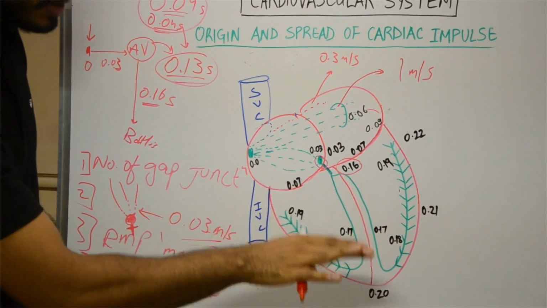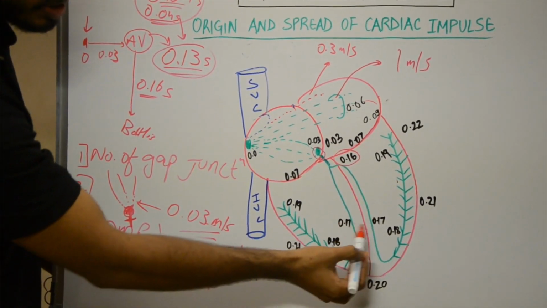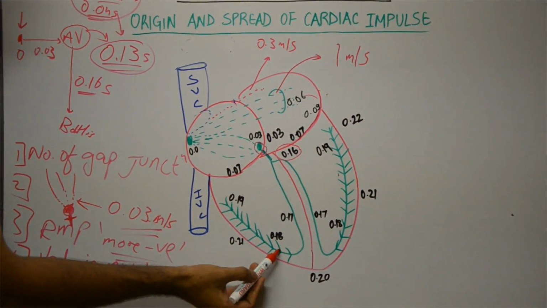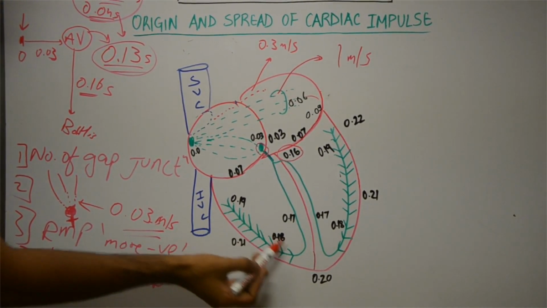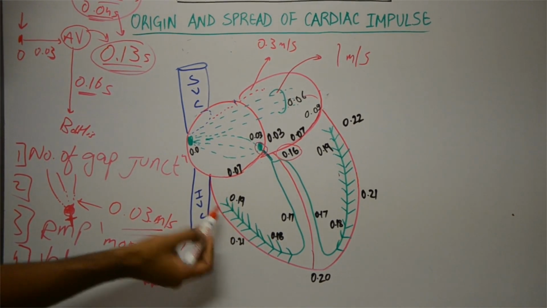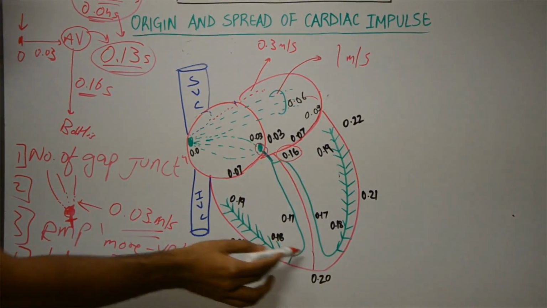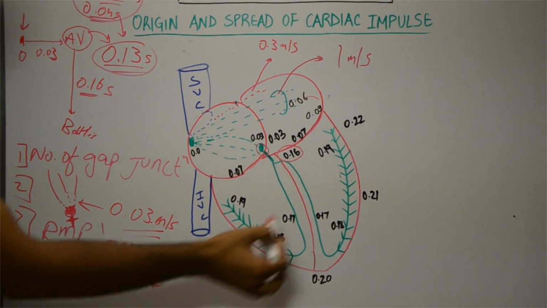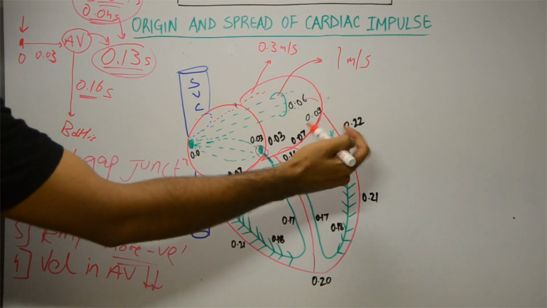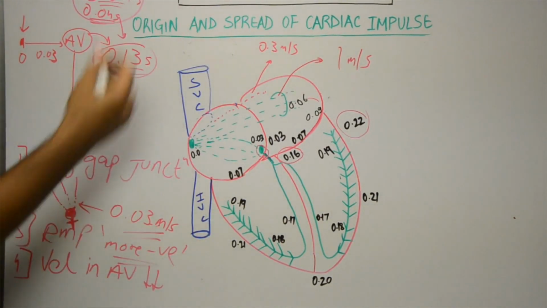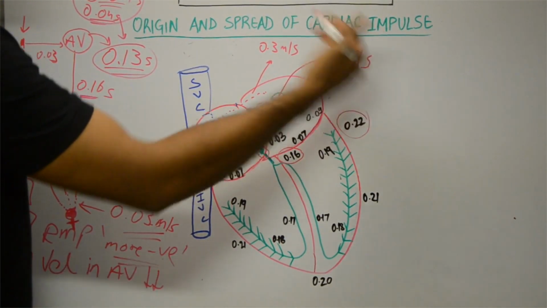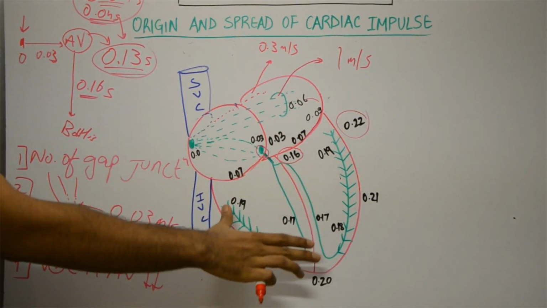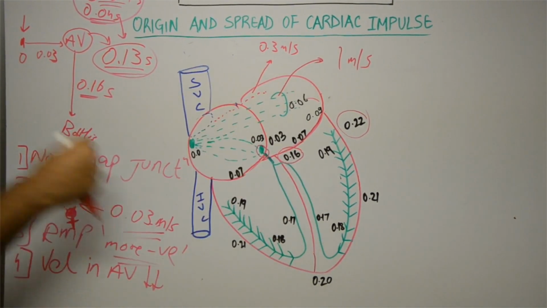This is very important for you to note. And after that, it is really simple. At 0.1 seconds it reaches either side of the interventricular septum, that is, the right and left bundle branches. Then at 0.18 to 0.19 seconds it reaches the terminal parts of the Purkinje fibers. At 0.20 seconds it reaches the apex of the heart. At 0.21 seconds it reaches the sides, and at 0.22 seconds it reaches the uppermost, posteriormost and outermost part of the ventricles near the base, right? So this is the time duration taken for the spread of the cardiac impulse.